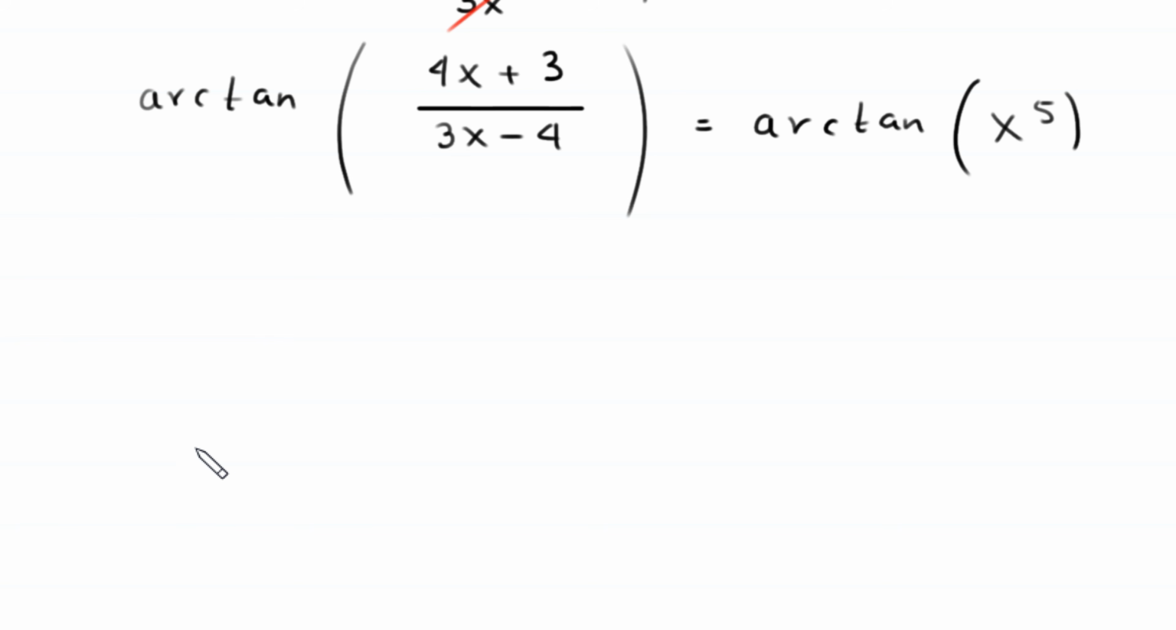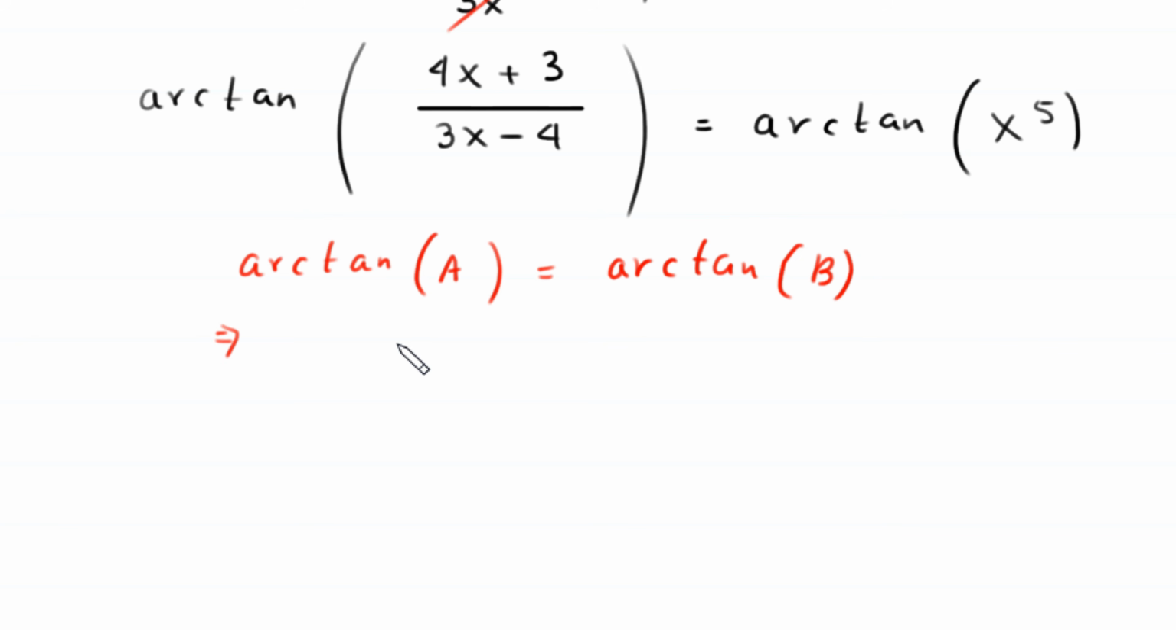Now by using this trigonometric identity, if we have arctan of A equal to arctan of B, this implies that A is equal to B. So we can write this expression equal to this x to the power 5. This will become 4 times x plus 3 divided by 3 times x minus 4, equal to x to the power 5.